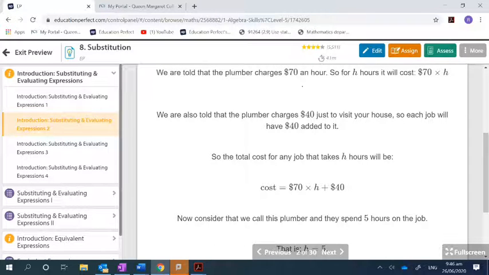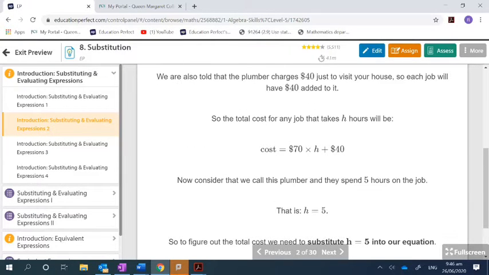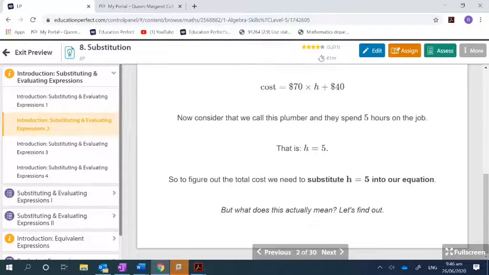Now they put the units in. You don't have to, but when you get your answer, do you have to put the units in? Yes. Absolutely. So now, to figure out the total cost, we need to substitute h equals 5 into our equation, because in this particular instance, they spend 5 hours on the job. So we're going to replace the h with what number? 5. And then simply do the math.